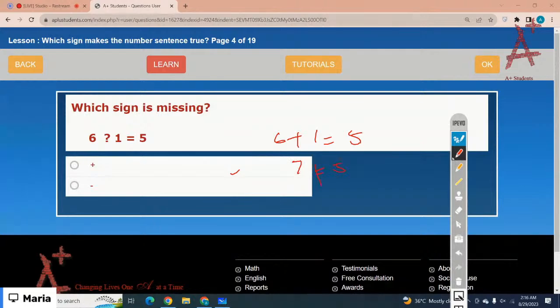Now you have to try with the negative sign. So you have to do 6 minus 1. 6 minus 1, just subtract. Yes, the correct option is negative sign because 6 minus 1 equals 5. So the correct option is the second one, right? 6 minus 1 equals 5.